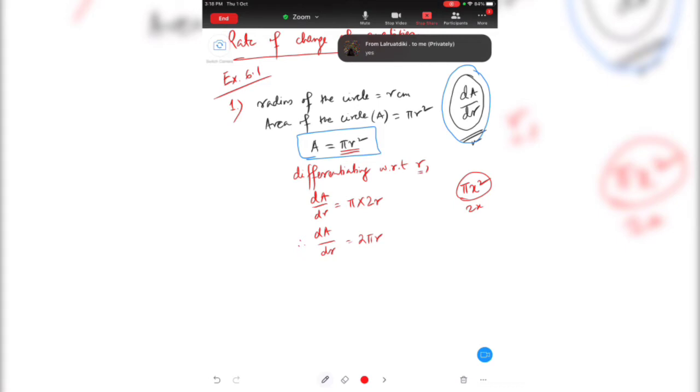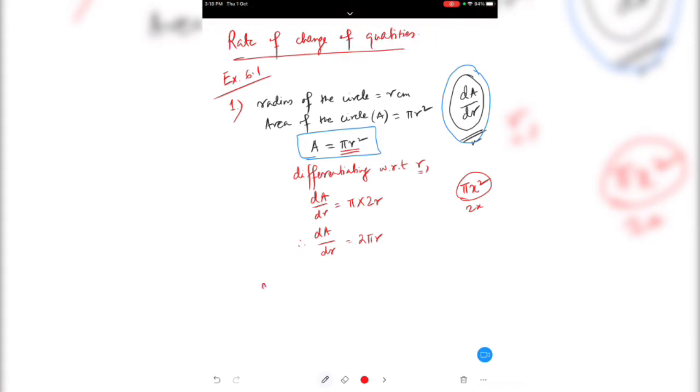My problem is finished. So my first question is when r is equal to 3 centimeter. Therefore, dA/dr at r equal to 3 centimeter is 2 pi into 3, that is 6 pi centimeter square per second. That's my answer. In place of r you put 3, and that's finished. Everyone clear? Those who have joined late, don't worry, we'll do a similar problem.